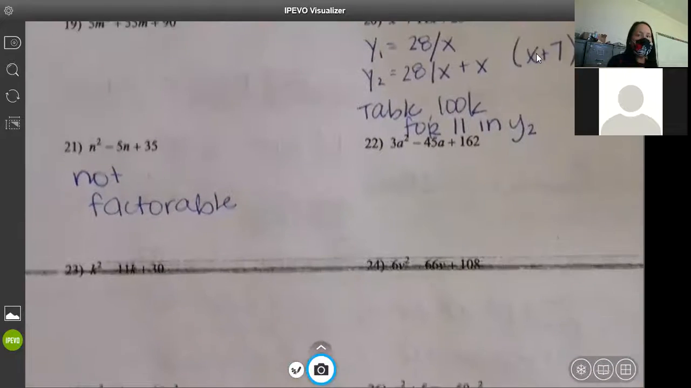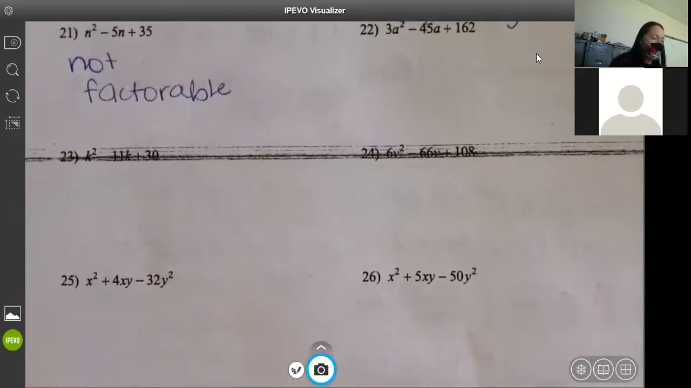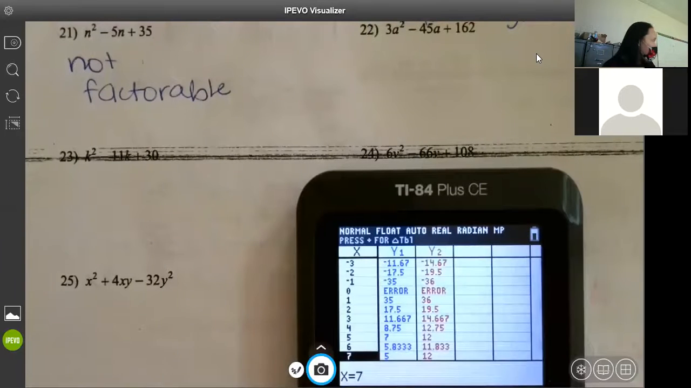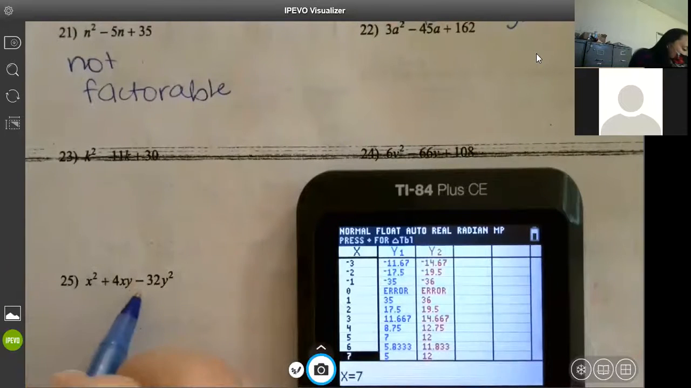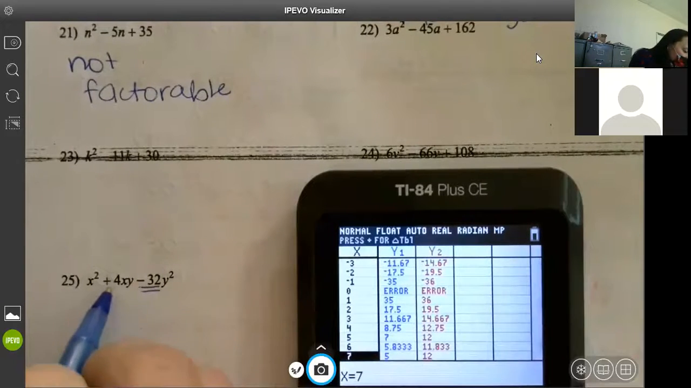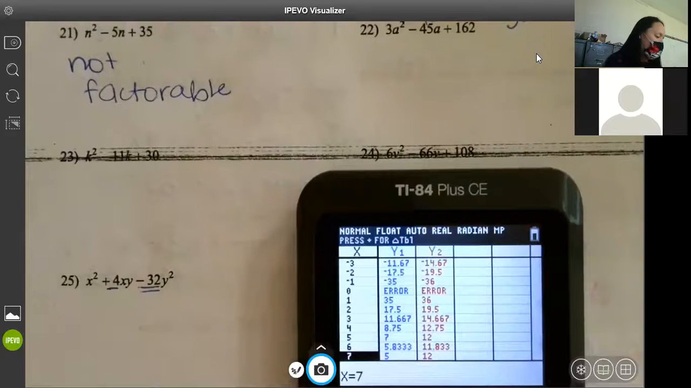Move down to 25. Now, realize there's a y on the end. Don't stress about that right now. We're just looking at our numbers. We need factors of -32 that add to 4.